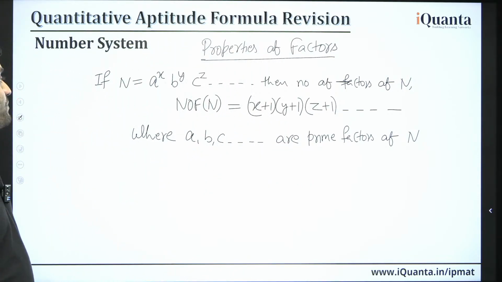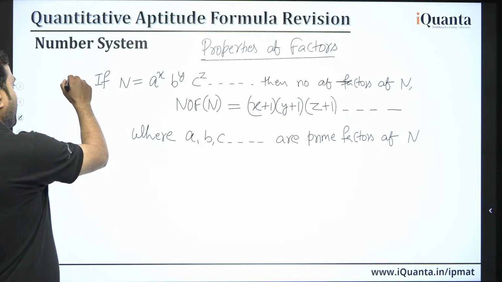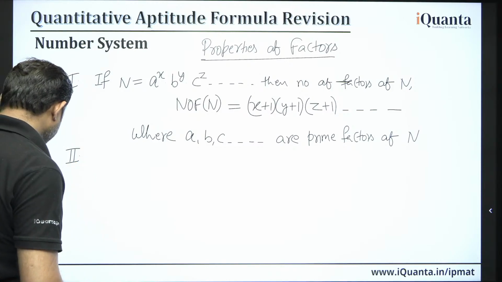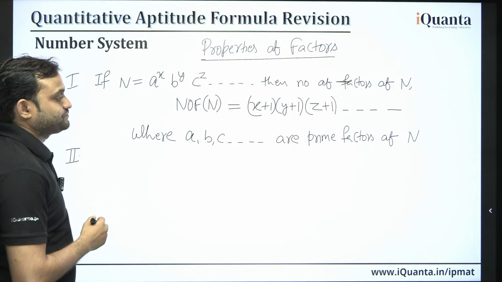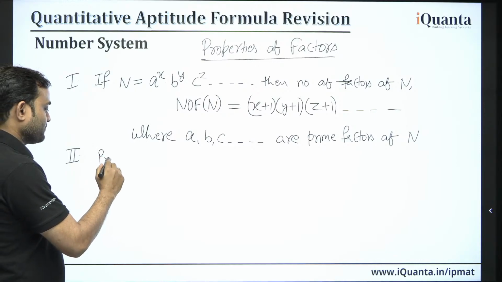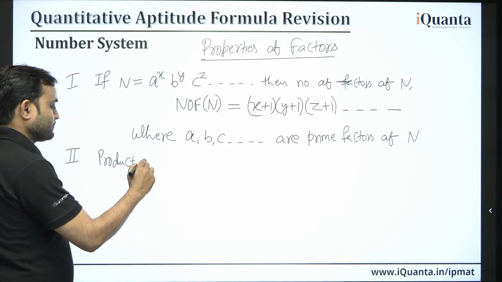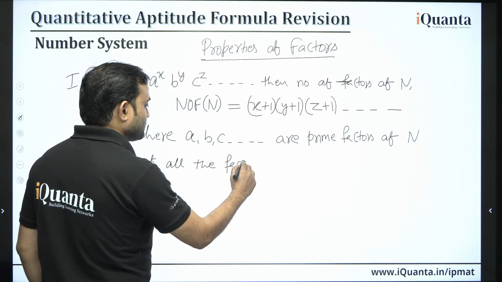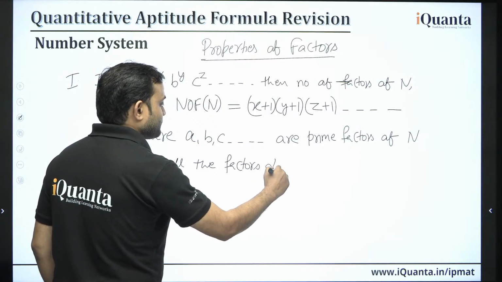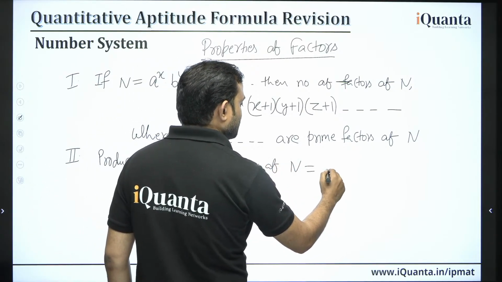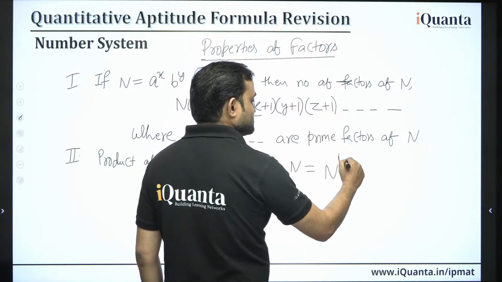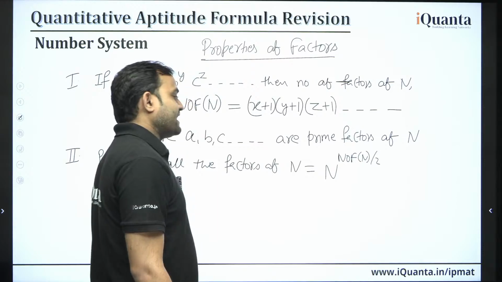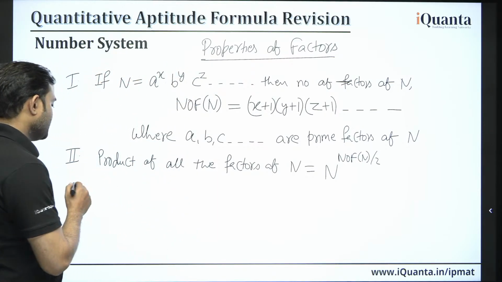Now apart from this, if I say this is point 1, second point, what we can say, that the product of all the factors of n is equal to n to the power number of factors of n by 2. N to the power number of factors of n by 2.